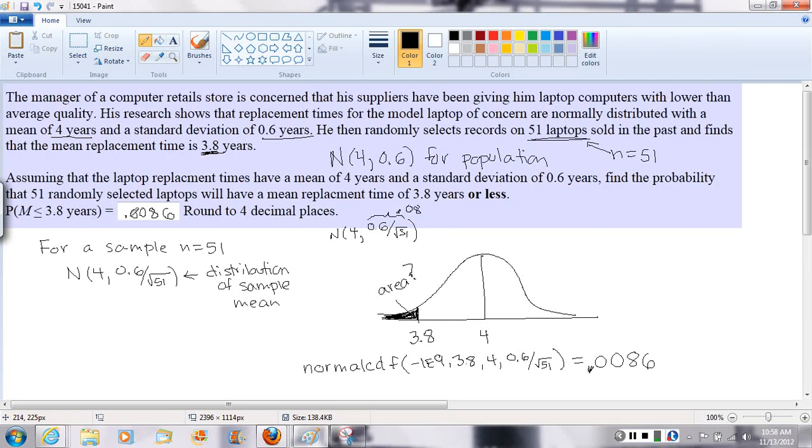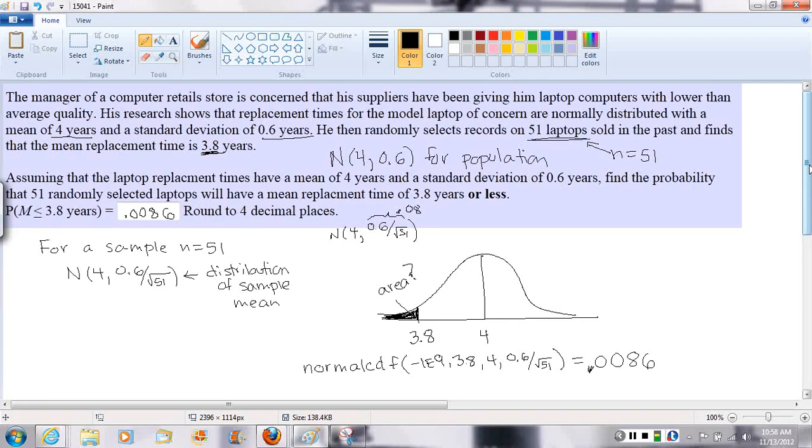So if we think about that as a percent, that's 0.8%, less than 1% chance. So even though 3.8 looks very close to 4, the chance that a sample of 51 laptops would have an average lifetime this much less than the mean lifetime is very small. It's a less than 1% chance that it would happen at random.